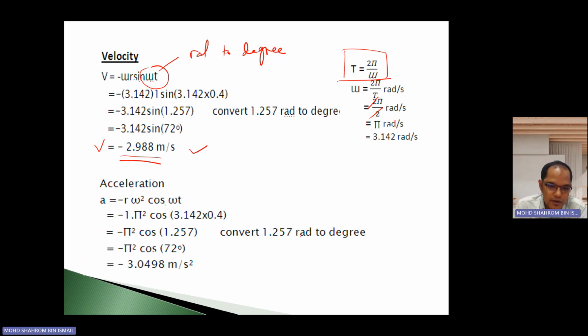Okay, and then acceleration is very simple. This is the formulation, and you equate everything, insert everything, and then you manage to get -3 meters over second squared. So this one is the acceleration. Okay.